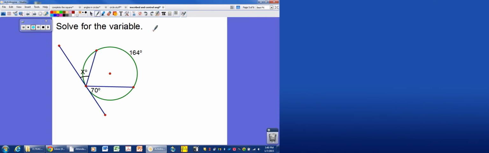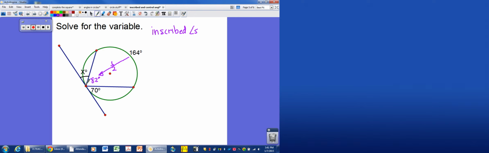So here are some more inscribed angles. If this is 164 degrees, that's the arc, then the angle is half of it. So half of 164 is 82 degrees.